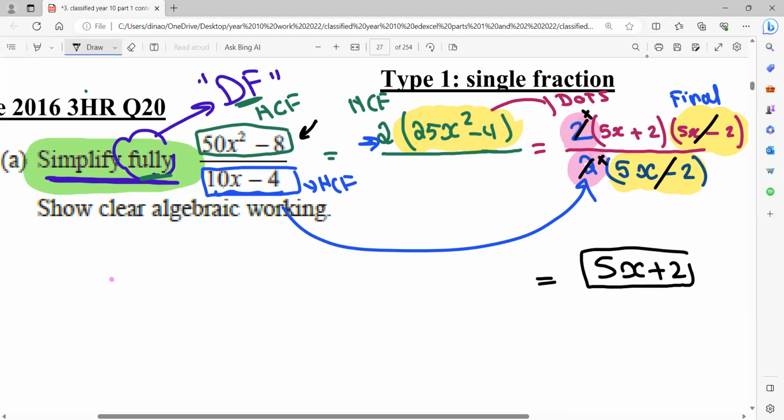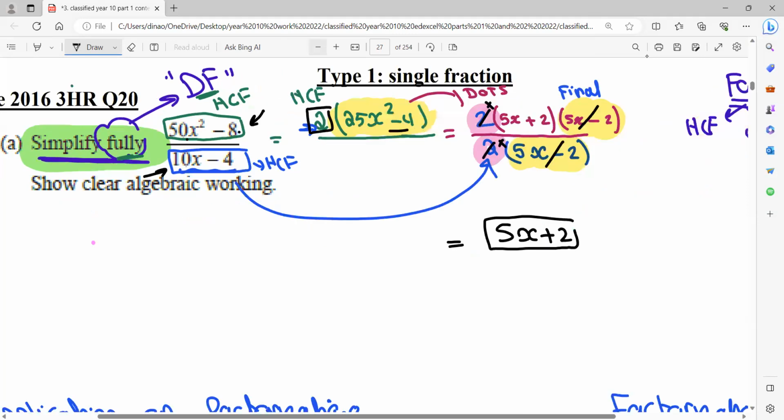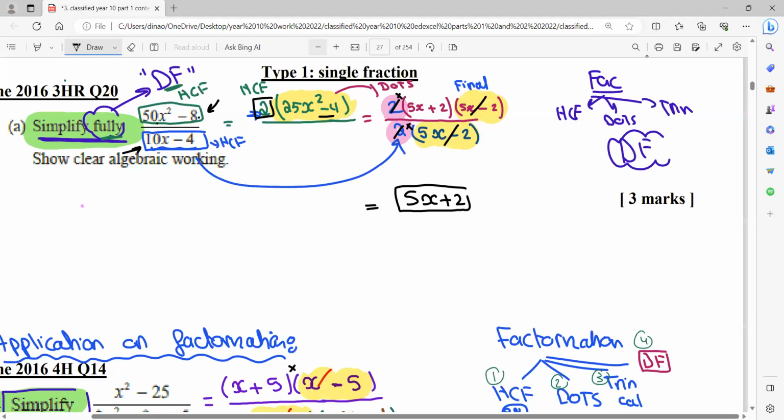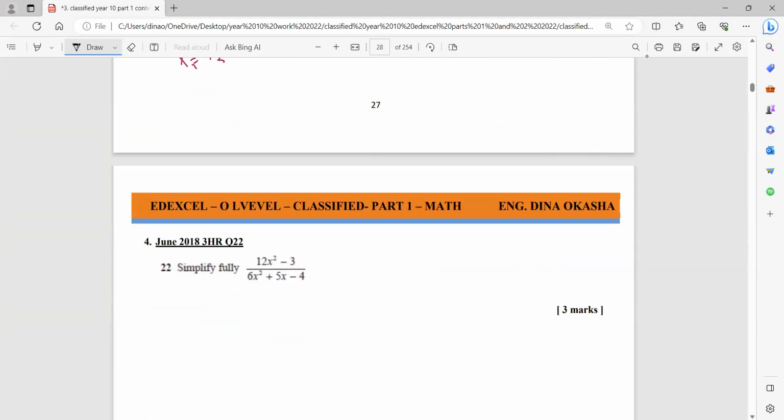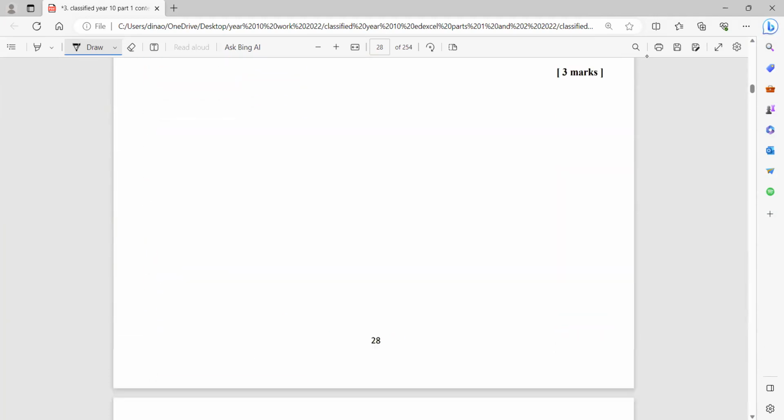I factorized up. Initially, I took highest common factor, and then I divided each term by 2, so it became 25x power 2 minus 4. Then I factorized this bracket using the dots procedure, 5x plus 2, 5x minus 2. And then with the denominator, we only have highest common factor. So I took 2 common and I factorized. I found out that the 2 is repeated up and down, so I was able to cancel it. And then the 5x minus 2 was also repeated up and down, so I was able to cancel it as well.